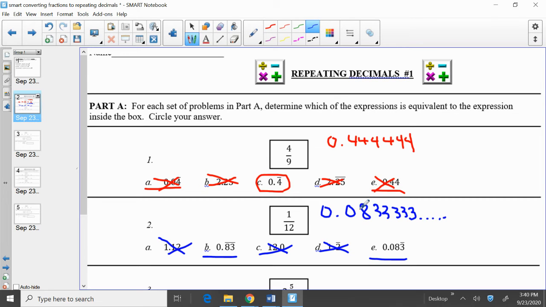So if this answer was correct, it would mean that the 8 and the 3 repeated. So I go up here. Is the 8 and 3 repeating? No, only the 3 is repeating. So the 8 does not repeat. So I have to eliminate this answer because the 8 does not repeat. So I look at this answer, 0.083, meaning that the 3 repeats, and that's what matches here, 0.08 with a repeating 3. So therefore, that answer would be it.